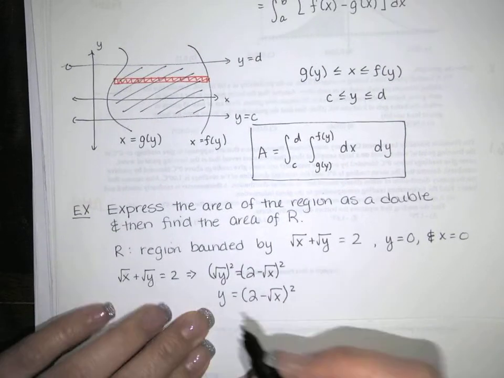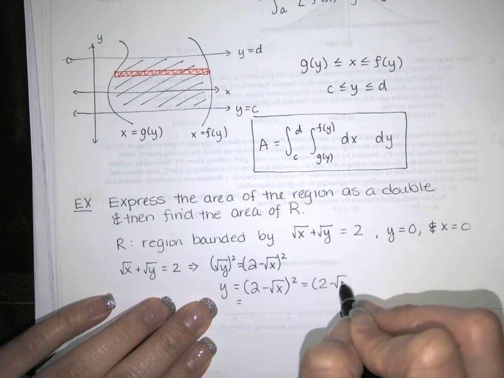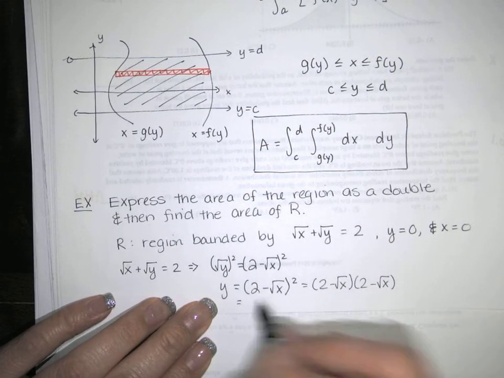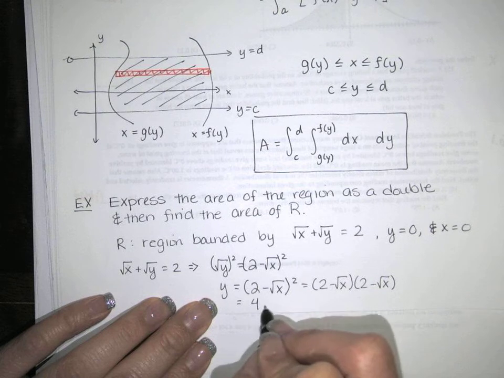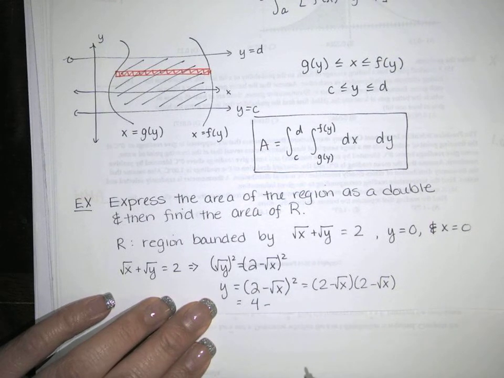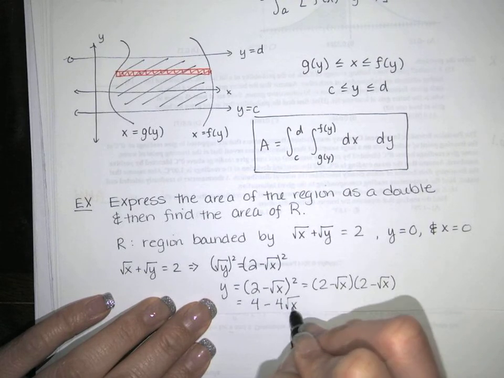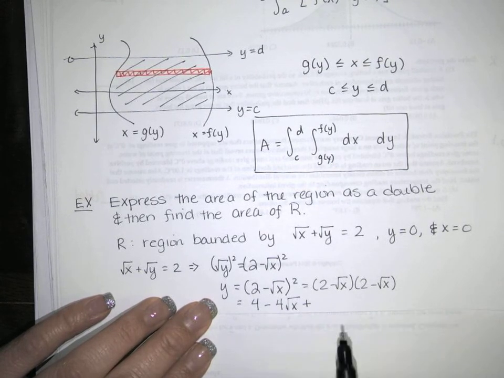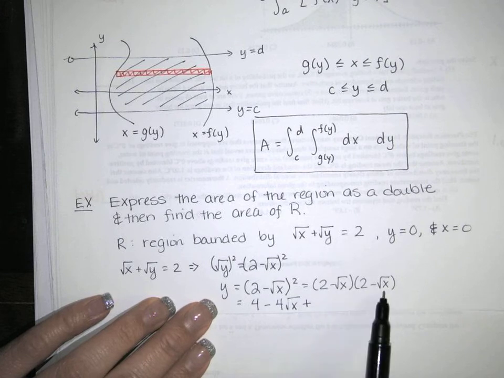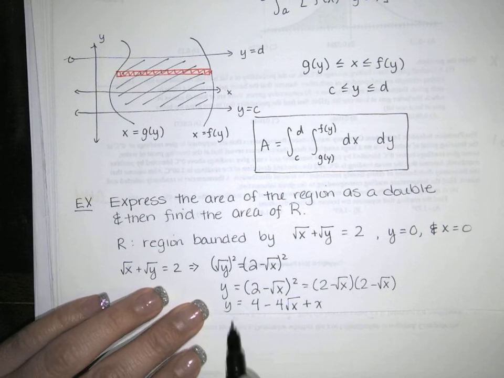Oh dear, what does that look like? If I write that twice in FOIL, I get first times first is 4. Outer times outer is 2 times the square root of x. It's negative 2 times the square root of x. Inner times inner is just like it. So I get negative 4 root x. And then last times last is negative square root of x times negative square root of x, which is a positive x. So y is equal to this.